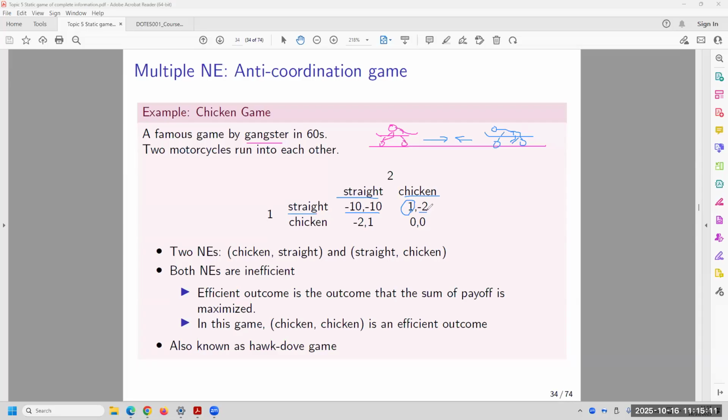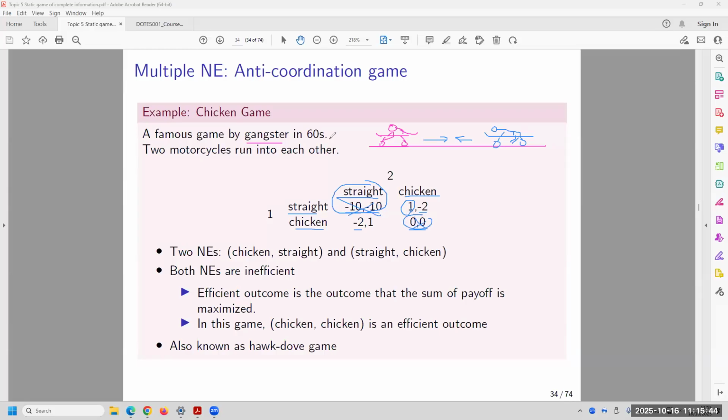Imagine this is just a duel, right? Everybody holds a knife and comes toward each other, and if nobody runs away, then both of them die. If I'm chicken and the other guy is not, then I lose my face. If both of them are chicken, then it's okay, everybody is just being nervous. Obviously, both dying is not an equilibrium, and both being peaceful is not an equilibrium either.